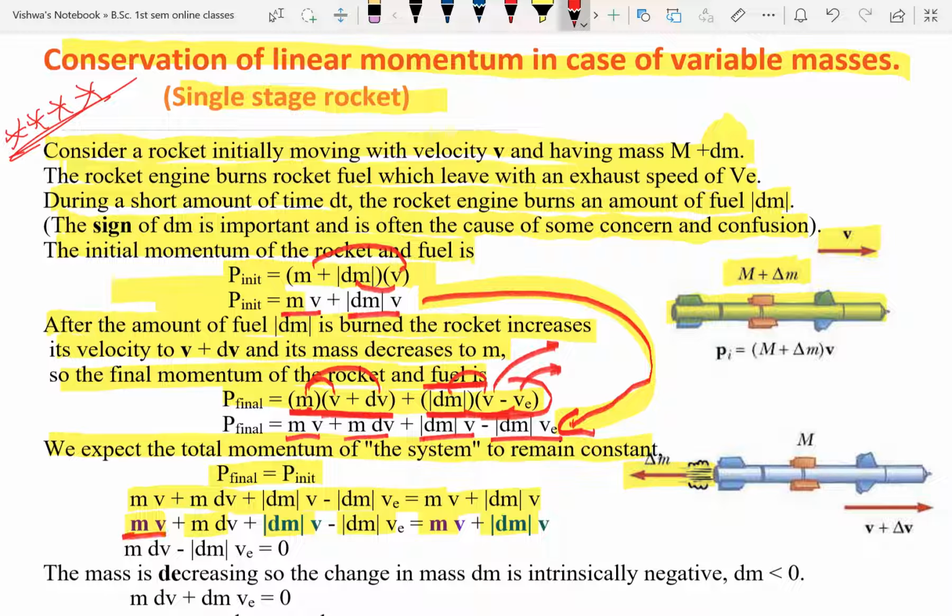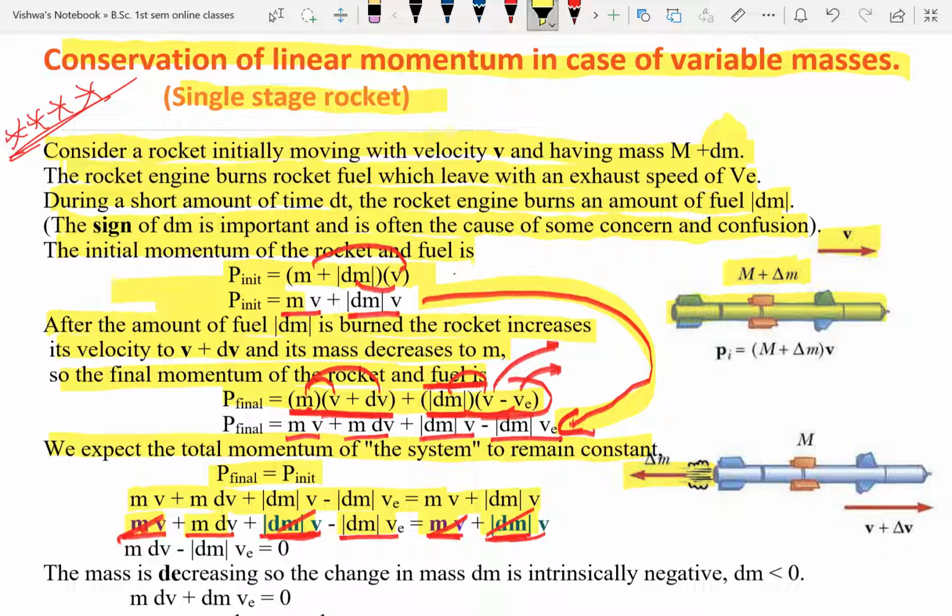So here mv is there, and on the right-hand side also mv is there. These two get cancelled. And then on the left-hand side plus dm into v is there, and on the right-hand side also dm into v is there. These are written in the same colors. So this purple gets cancelled, and these two are in green, so these two get cancelled. The remaining is m dv minus dm into v, that is equal to 0.